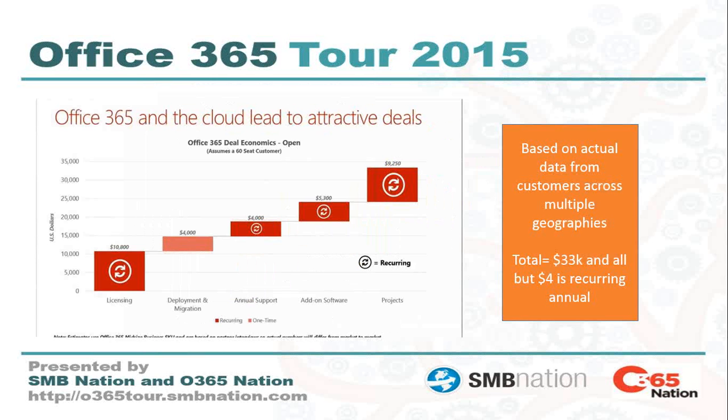This says if there's a 60-seat customer, this is what it's going to cost. It's $10,800 on licensing. It's $4,000 for migration. Another $4,000 on average for support for the 60 seats. It's for extras and add-ons, another $5,300. And then for extra projects like migrating, onboarding, things like that, of data, all those things become extra projects that are done constantly over the course of time. So that's how they're getting to the $33,000.